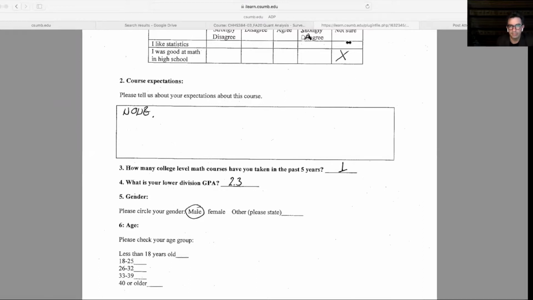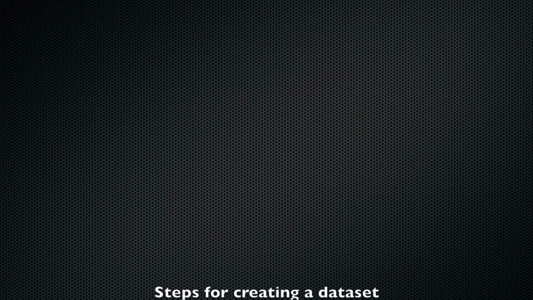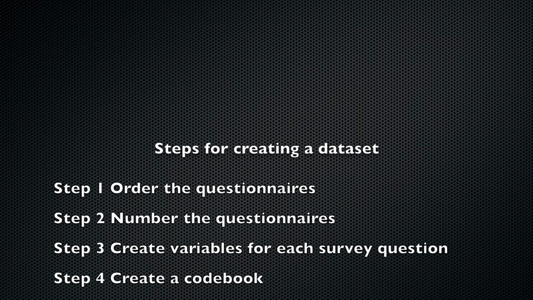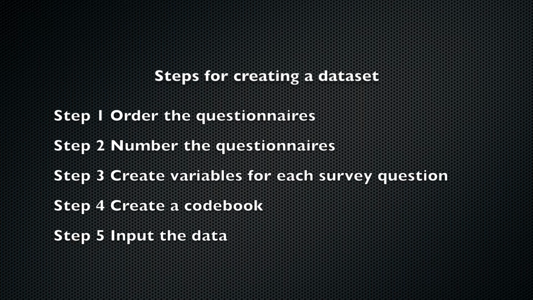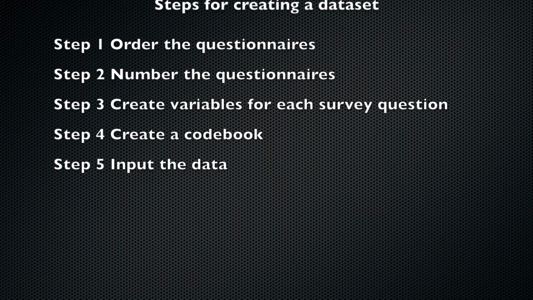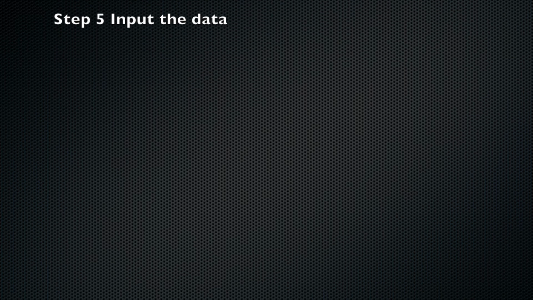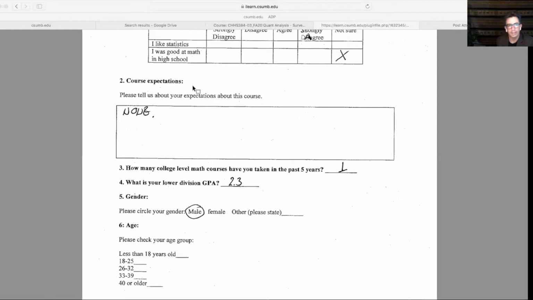All right, so what do we do when we have a stack of paper surveys that have been completed? Well, there are 5 steps, and we're going to go over each of them, and we're going to use Google Sheets for that. Anyway, the first step is for you to order the questionnaires. Right? You're going to put them in order, any order, and you're going to number them.